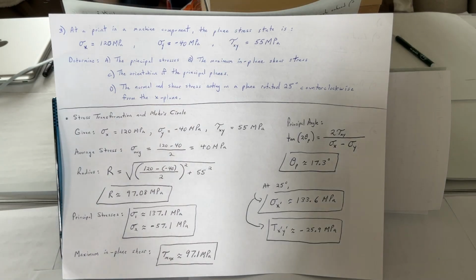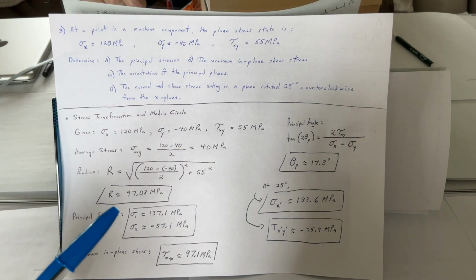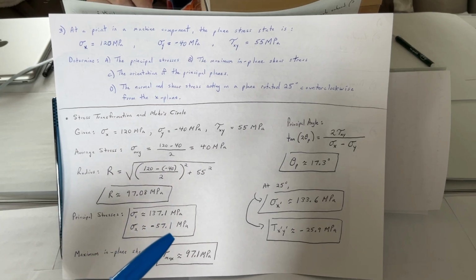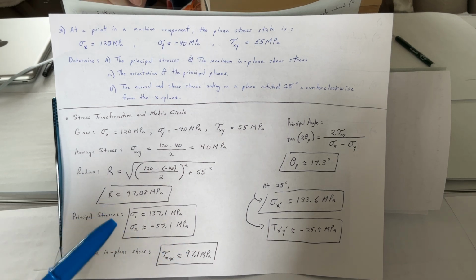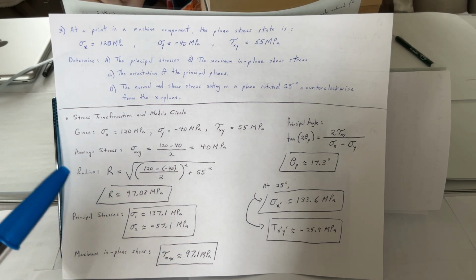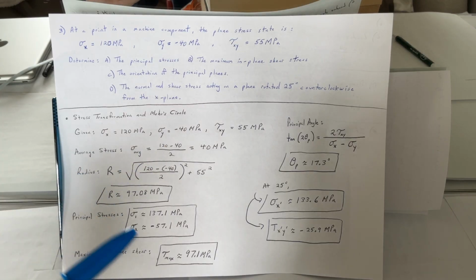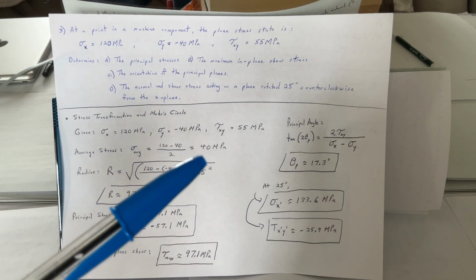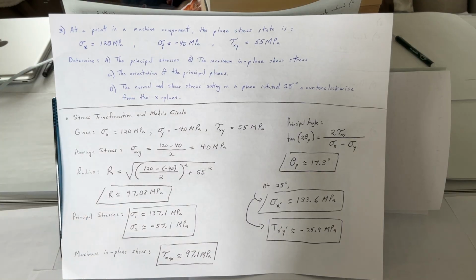And our principal stresses, doing the math, we're going to wind up with here, sigma sub 1 is about 137.1 MPa, sigma sub 2 is negative 57.1 MPa. Okay, and that's just that R added to the average stress, and then the average stress here minus the R to get the negative.